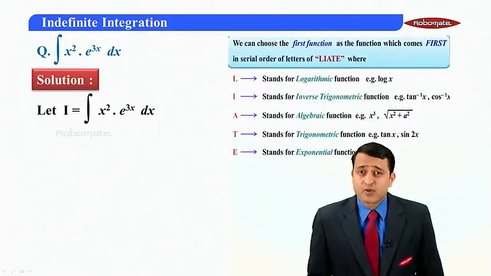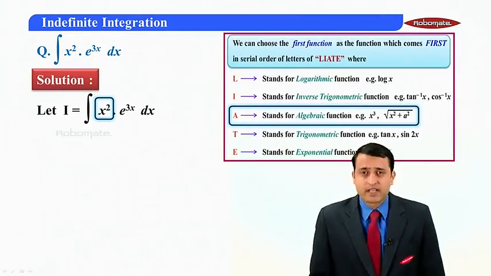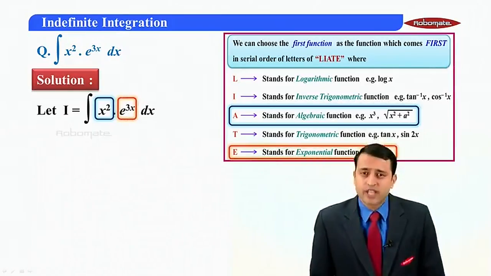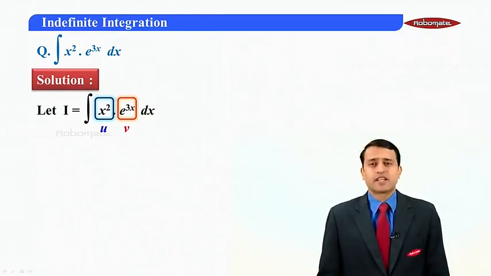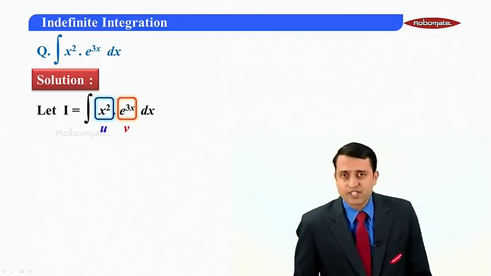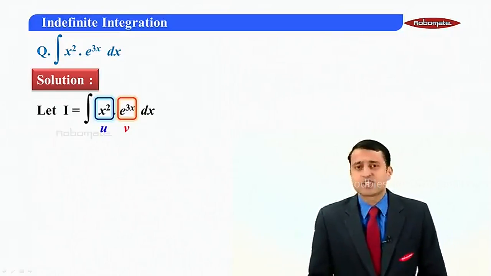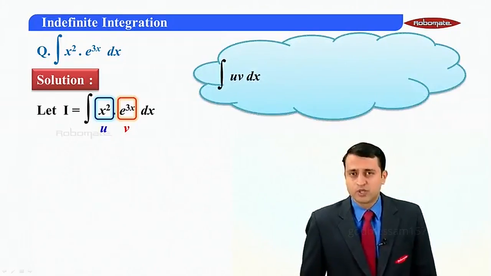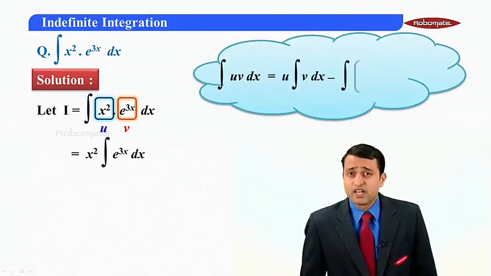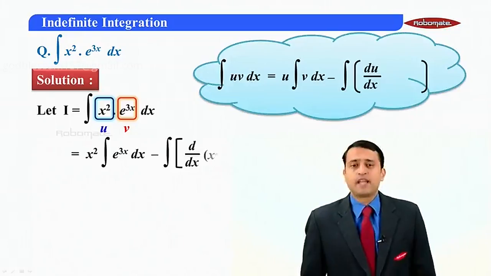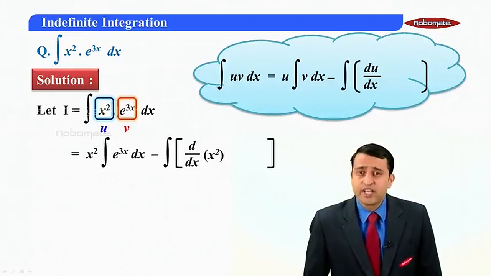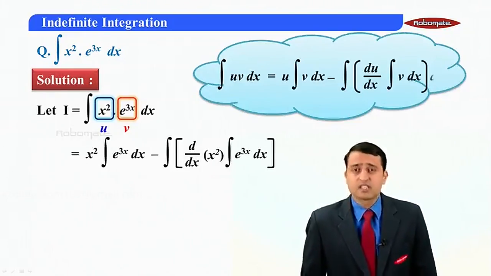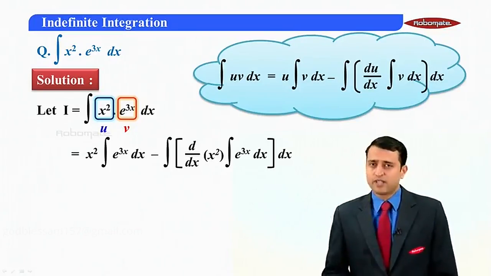Now the function x square belongs to the algebraic category, whereas the function e raised to 3x belongs to the exponential category. So we have identified which function is to be taken as u and which function is to be taken as v. So let's apply the u into v rule. That will give us x square integral e raised to 3x dx minus d by dx of x square, integral of e raised to 3x dx, the whole dx. Is that okay, my dear students?